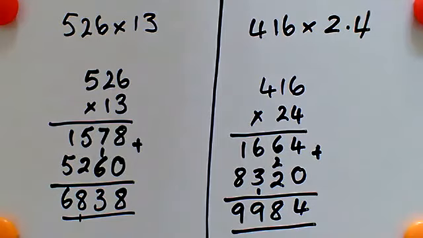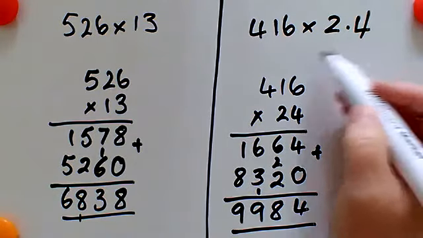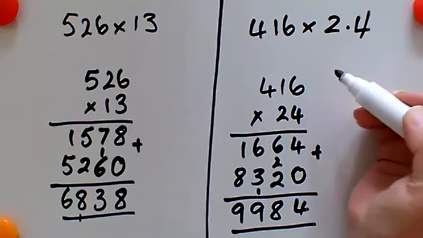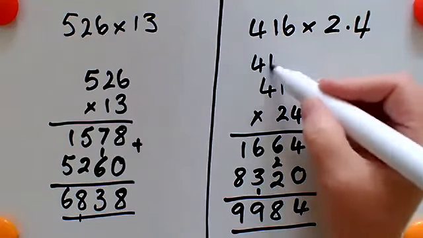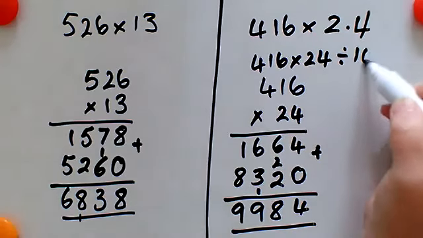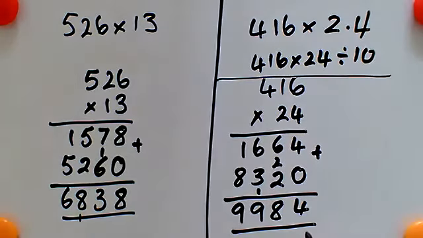So 9,984. Now what I must remember to do is that actually that wasn't the calculation. I want a number that is going to be 10 times smaller. So again, we're using powers of 10 here. This is an equivalent calculation to 416 times 24 and then divided by 10, because that essentially is what 2.4 is. So I need to divide this answer by 10, so my decimal position is going to go in there. So the answer is 998.4.